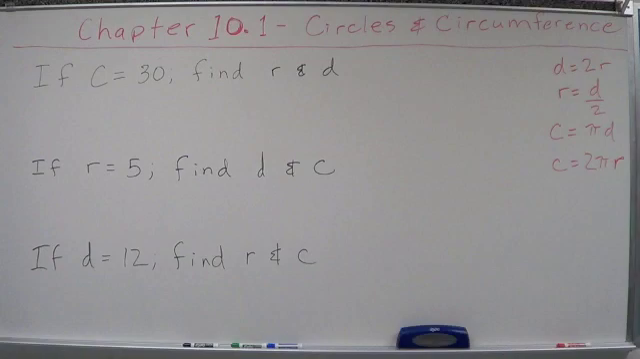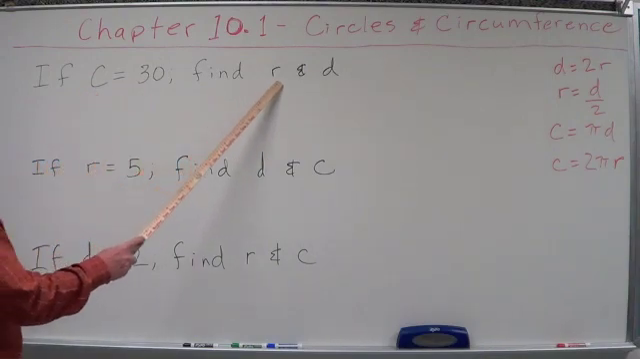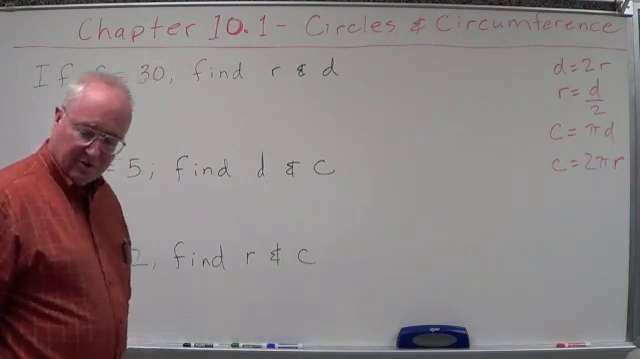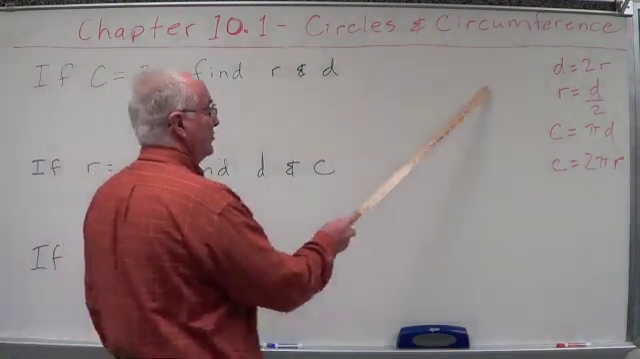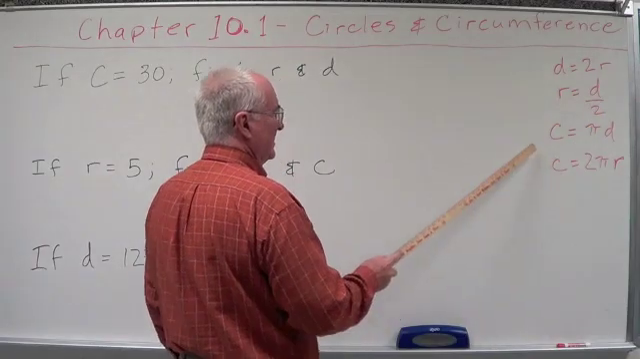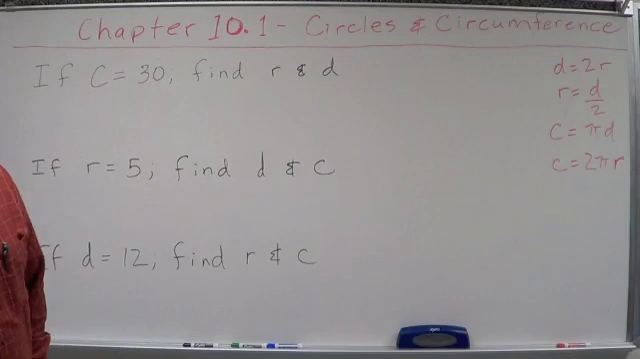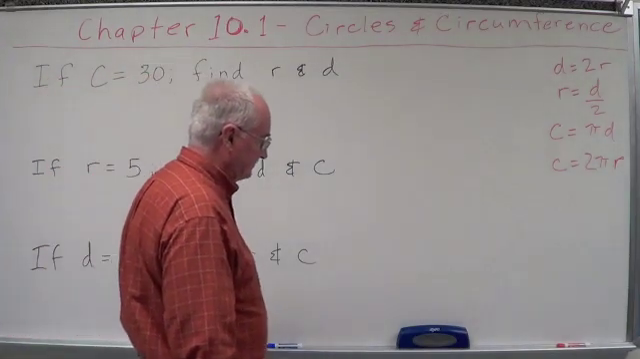Let's do some more here using our equations to find unknowns. What we've got here is, if C, which would be circumference, equals 30, find r and find d. Then if r equals 5, find d and find C. If d equals 12, find r and find C. So here we've got our equations. D equals 2r, or r equals d divided by 2. C equals pi d, or C equals 2 pi r. So we've got our equations we can work with there.